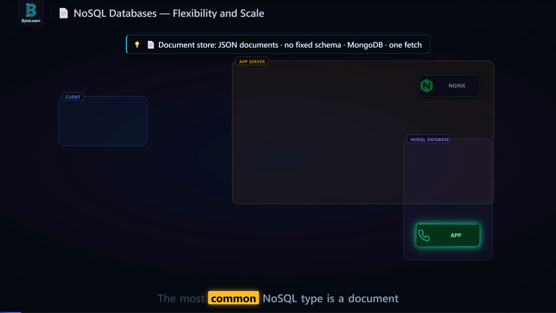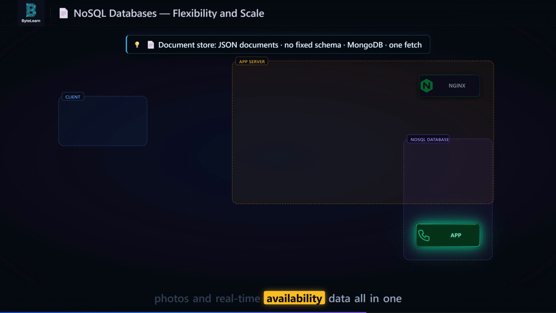The most common NoSQL type is a document store. Instead of tables and rows, document stores hold JSON objects. Each document can have a different structure. A restaurant in Swiggy's catalog might have a menu with 50 items, dietary tags, photos, and real-time availability data, all in one document. In SQL, that would require 5 joined tables. In MongoDB, it is a single document fetch.